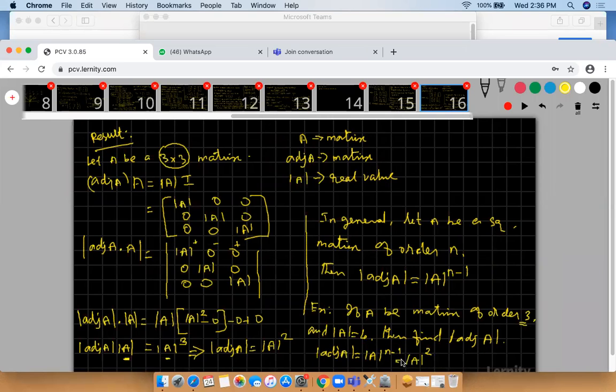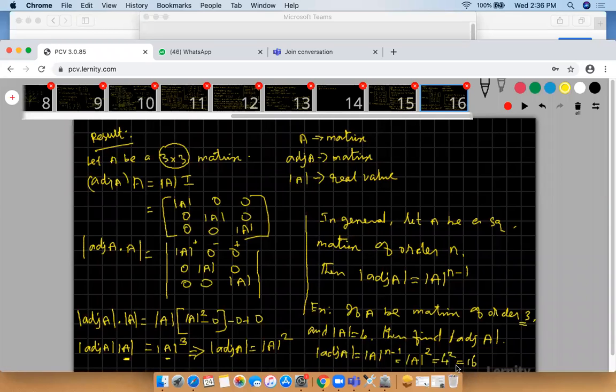Okay, which implies this is equal to 2. What is the determinant of A? Determinant of A is 4. So therefore, the answer is 4 square. What is the answer? It is 16. Therefore, determinant of adjoint of A is equal to 16.